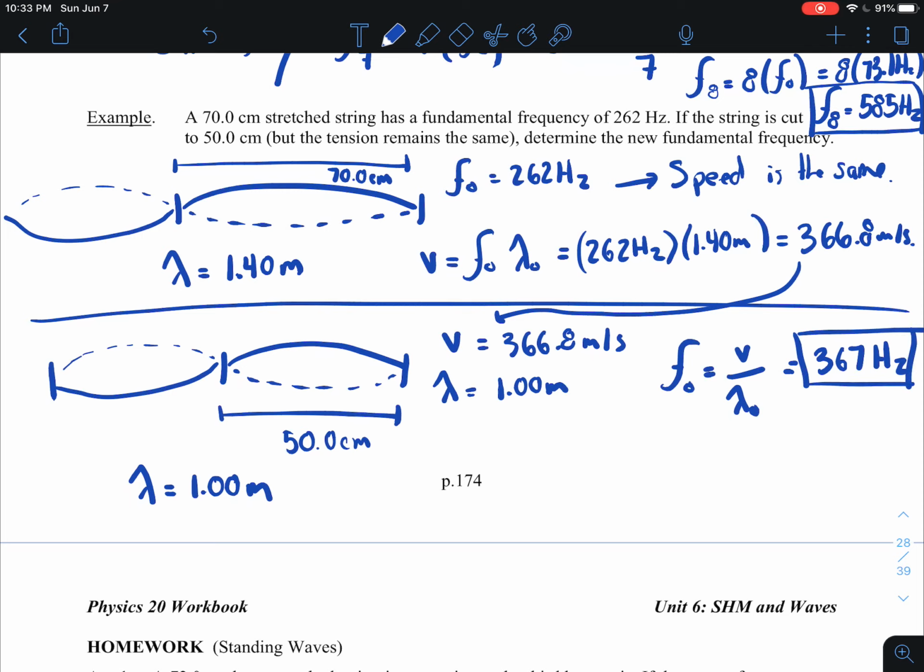And there we go. Step 1 was I solved for the speed. Since the tension was the same and the string was the same material, the speed must be consistent. It doesn't matter if you cut it. The only difference is it's now traveling over a smaller distance. So in order to find the new fundamental frequency, we use that speed and change the wavelength to 1 meter as a full wavelength, to give us an answer of 367 hertz. All right, so try the questions that follow for the standing waves. And that's it.